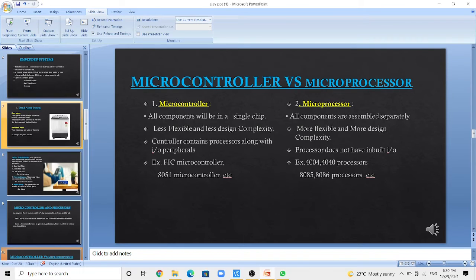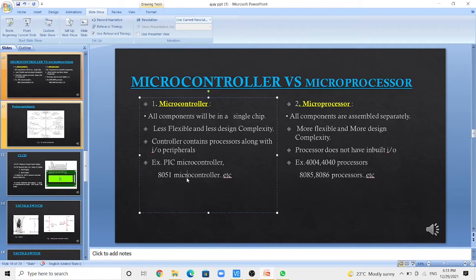Different microcontroller examples are the PIC microcontroller and the 8051 microcontroller. Whereas different microprocessors are the 4004 processor, 8085 processor, 8086. These are the basic processors which were implemented in the 19th century, and these are the microcontrollers which were implemented in the 19th century. The PIC microcontroller was implemented by Microchip. The 8051 microcontroller was implemented by Intel Corporation.